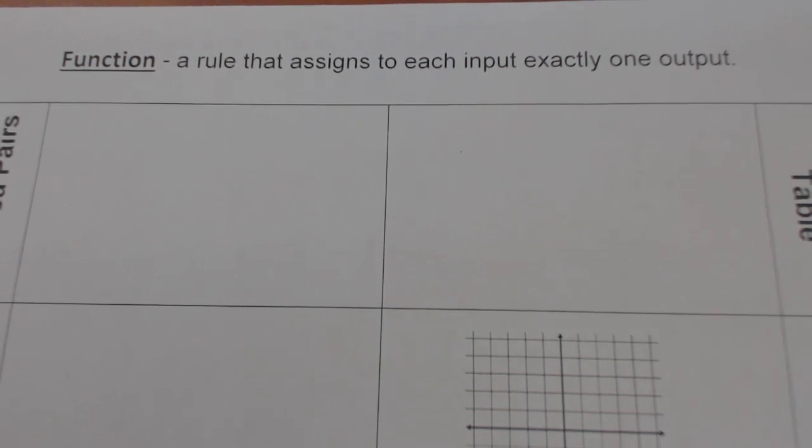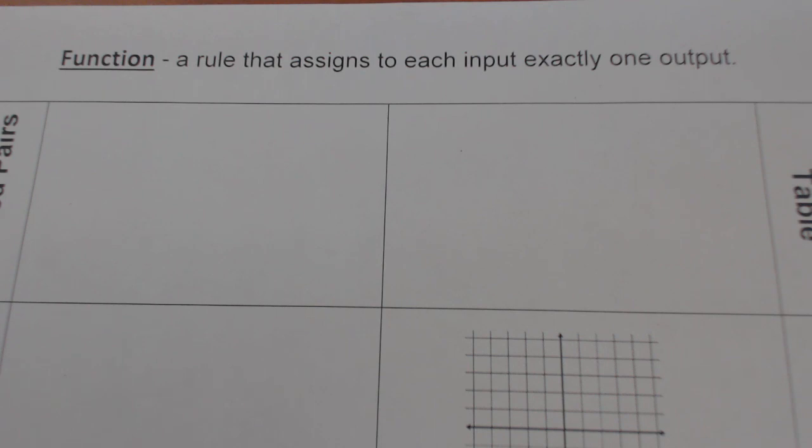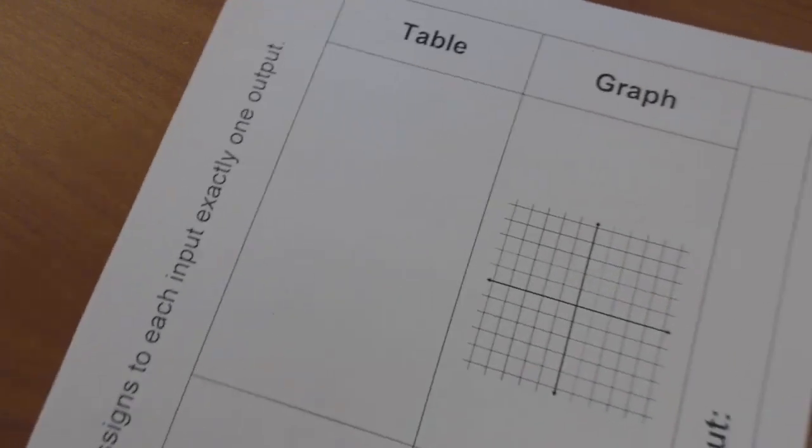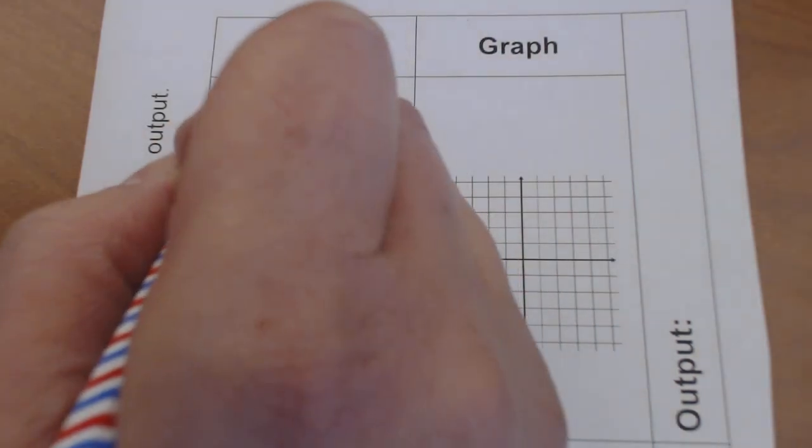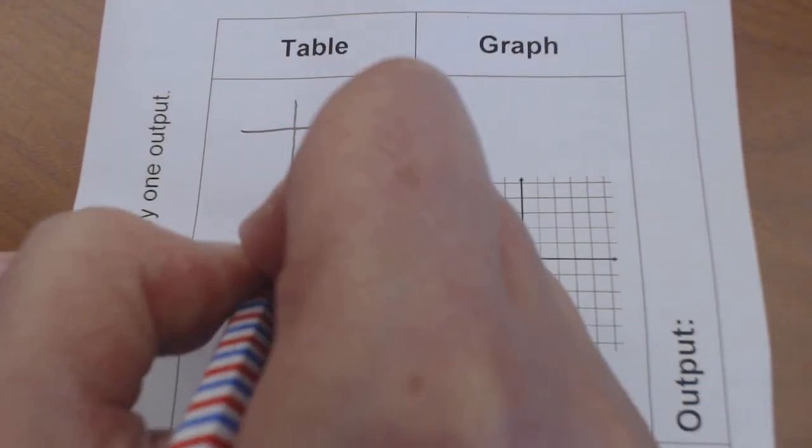Today we're going to be learning about functions. A function is a rule that assigns to each input exactly one output, and we're going to see what that looks like using different representations. So the first one that we're going to use is the table, and I'm going to go back to our little film that we just watched, and the numbers that they used from our table.